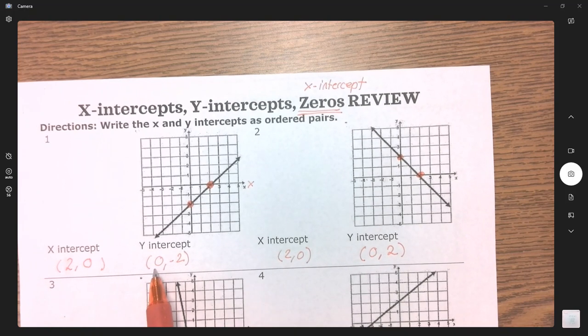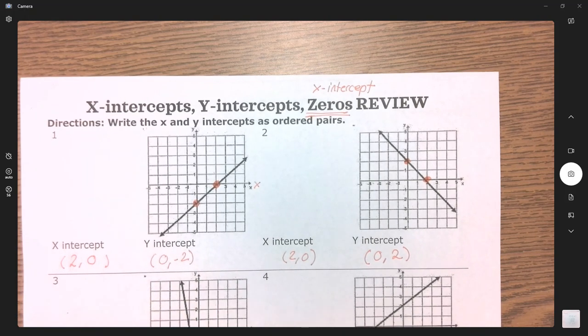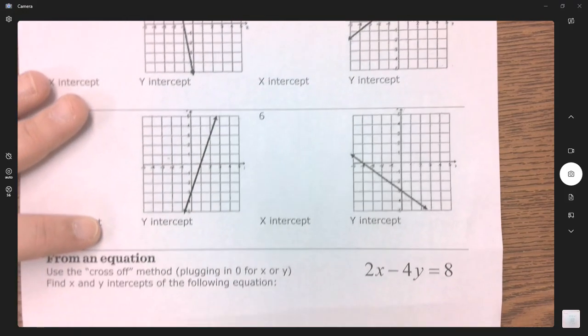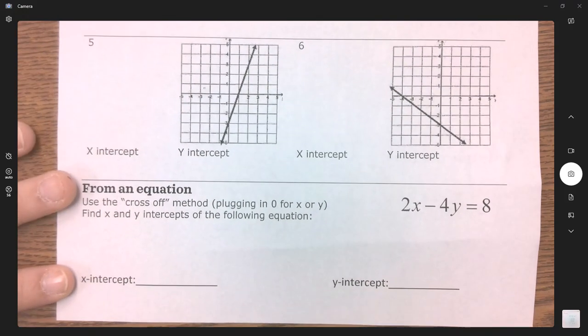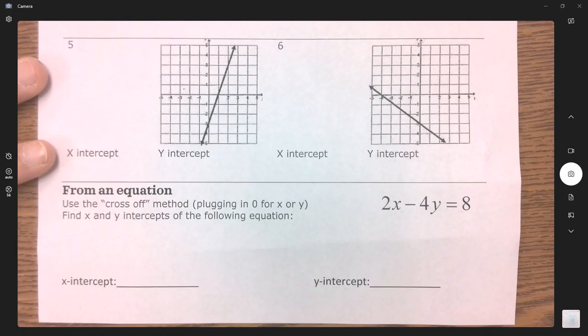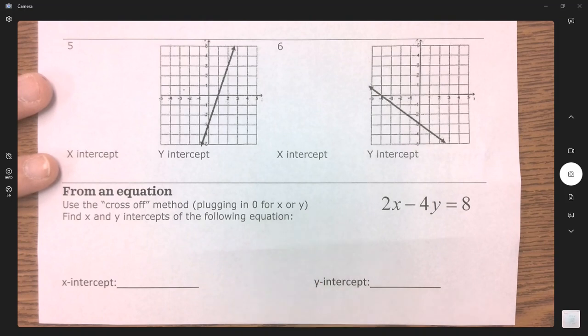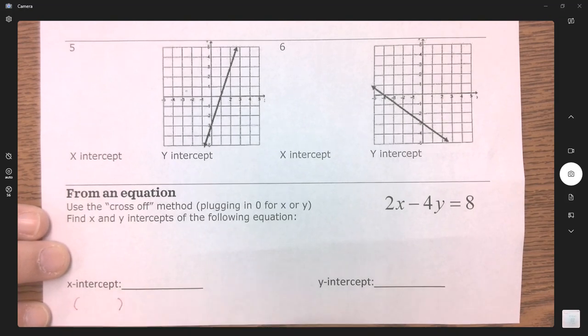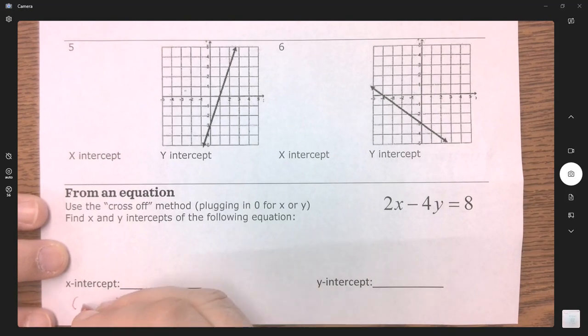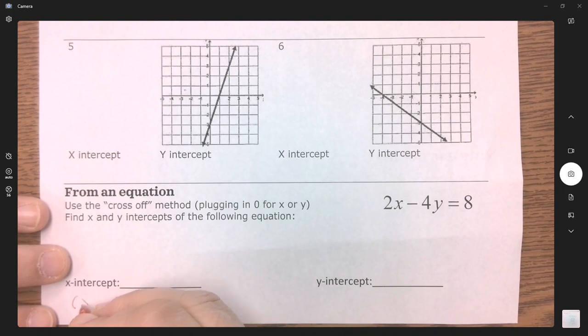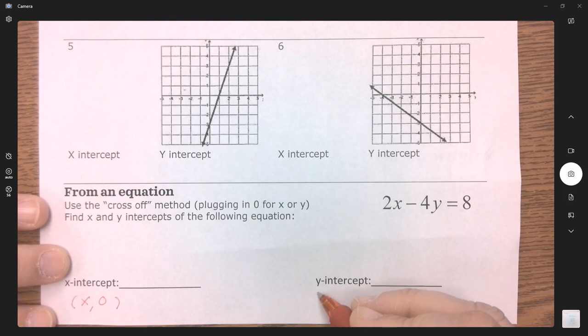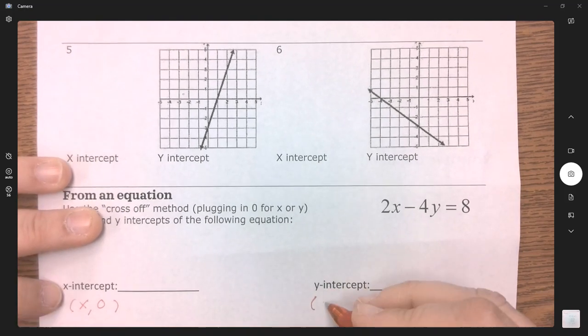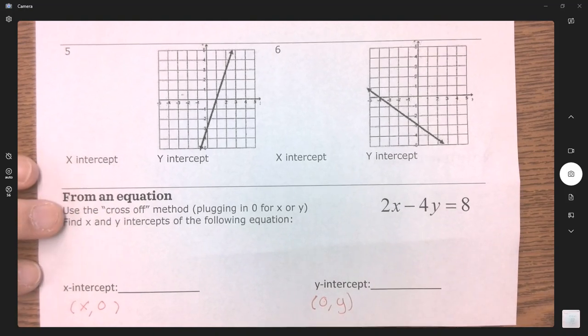You'll notice that x-intercepts have a number for x and a 0 for y. Y-intercepts have a 0 for x and a number for y. Okay, so there's a 0 for whichever one we're not measuring. Y-intercept has a 0 for x, x-intercept has a 0 for y. Okay, moving down to the bottom, if you're trying to find the y-intercept from an equation, you're going to cross off or plug in a 0 for the one that you don't need at the moment. Remember that an x-intercept always has a 0 for one of them, right? It's going to be an x value and a 0 for y, right? A y-intercept is the exact opposite. It has a 0 for x and a y value, okay?